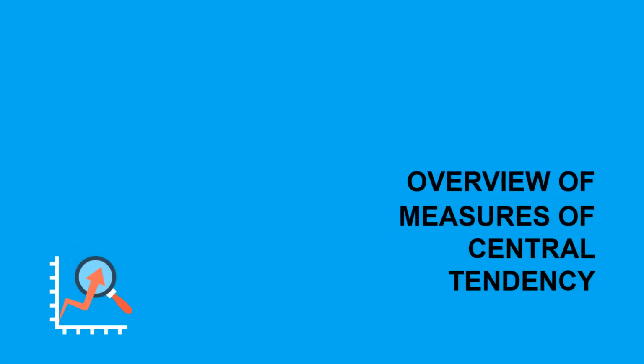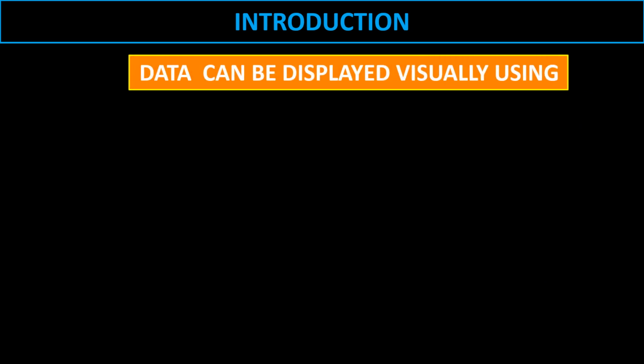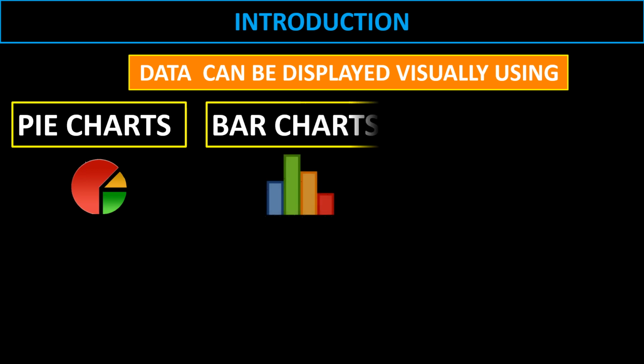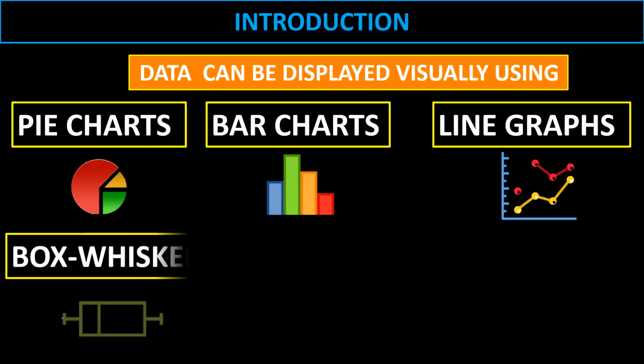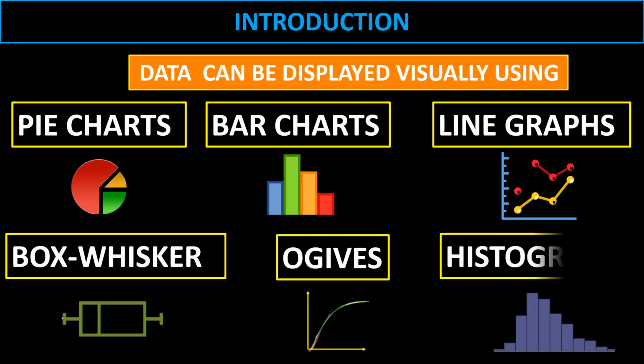Okay, so let's start. First of all, we're going to have an overview of the measures of central tendency. Data can be displayed visually. If we have data, you can show it by means of pie charts, bar charts, or line graphs, and there are different types of line graphs. Then we also have the box and whisker plots that we can use. We have ogives, also known as the frequency distribution curves, and then we also have histograms that we could use.